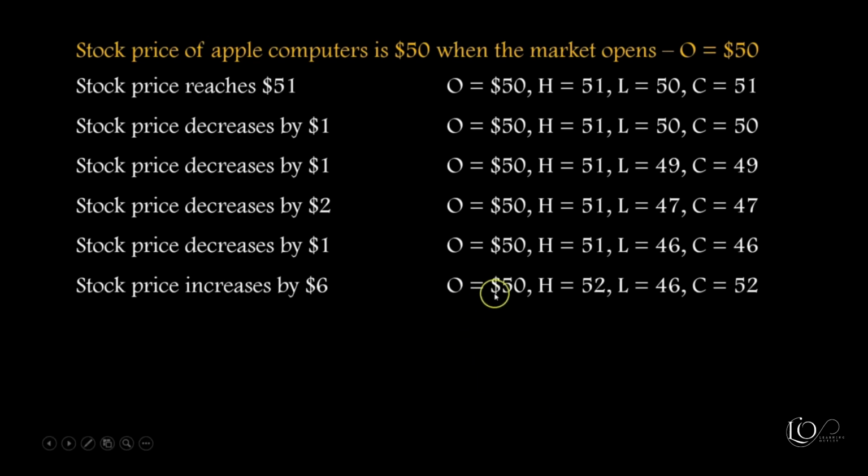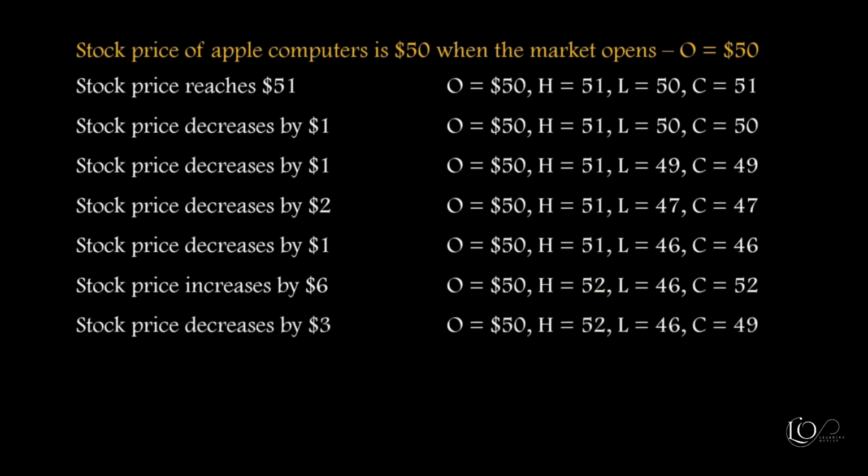Now price increases by 6. So when it increases by 6, the opening price is going to remain the same at 50. The closing price just goes up by 6. So 46 plus 6 is 52. The closing price is 52 here. The low is not going to change. It's going to remain the same because it hasn't gone down to 45. This is the lowest price during this time period. However, since the close is now at 52, and the previous high that we had was 51, we can't put the high as 51 here.